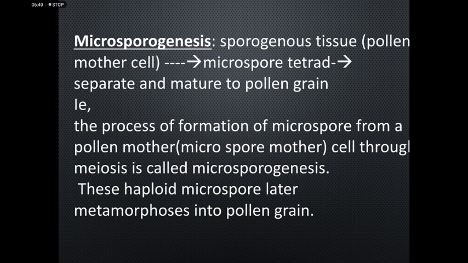The process of formation of microspores from a pollen mother cell, the microspore mother cell, through meiosis is called microsporogenesis. Remember, this process is called microsporogenesis. This haploid microspore later metamorphoses into a pollen grain.